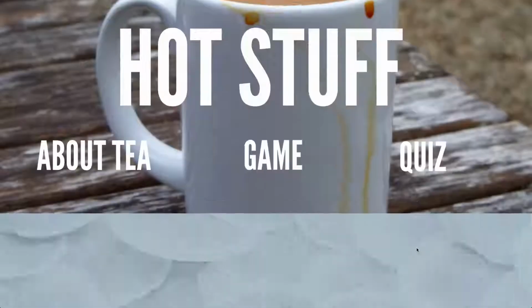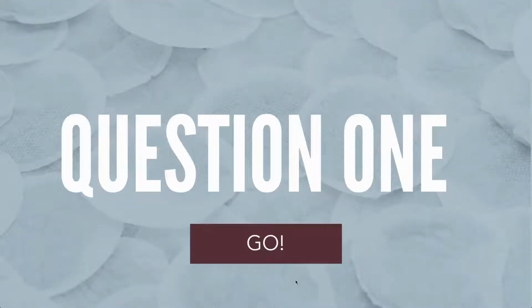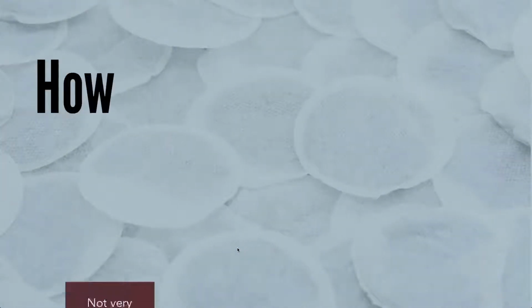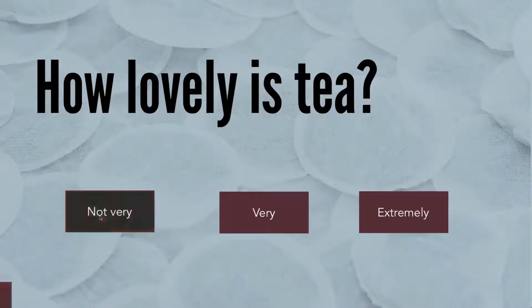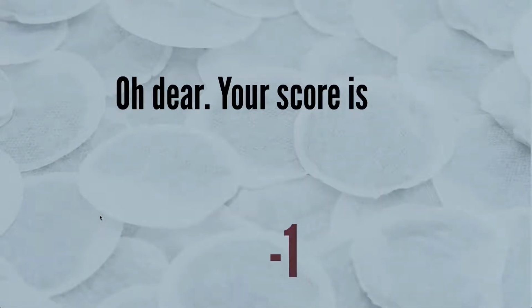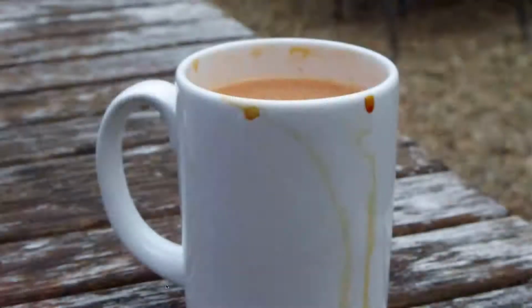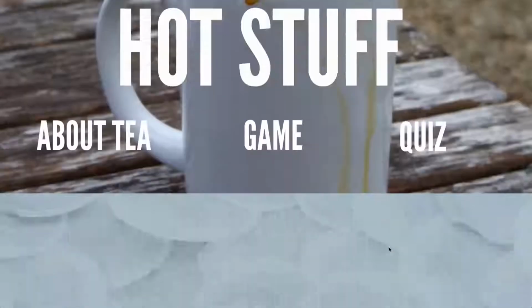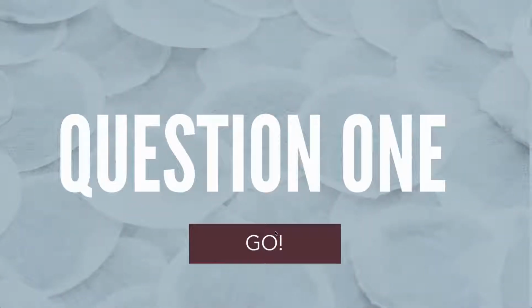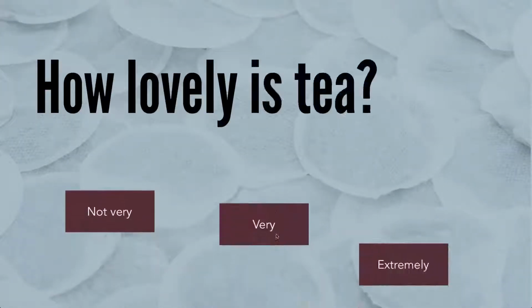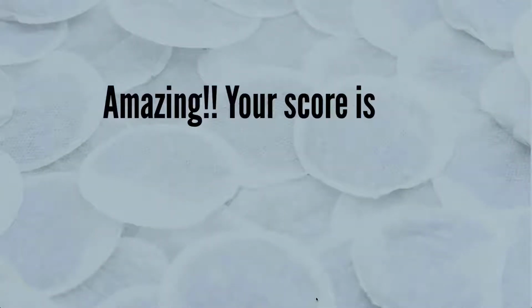Okay, let's try it and see how we get on. Question 1. Let's go to our first question. How lovely is tea? I'm going to say it's not very. Oh dear, your score is -1. That's not very good. So let's come back in and try a different answer. Question 1, yes. I'm going to say, how lovely is tea? Extremely amazing. Your score is -2.